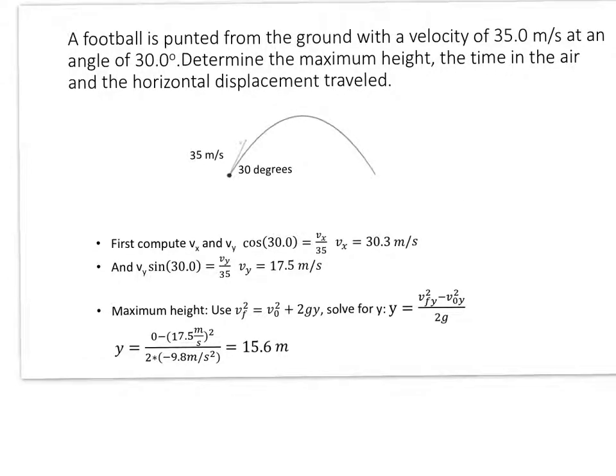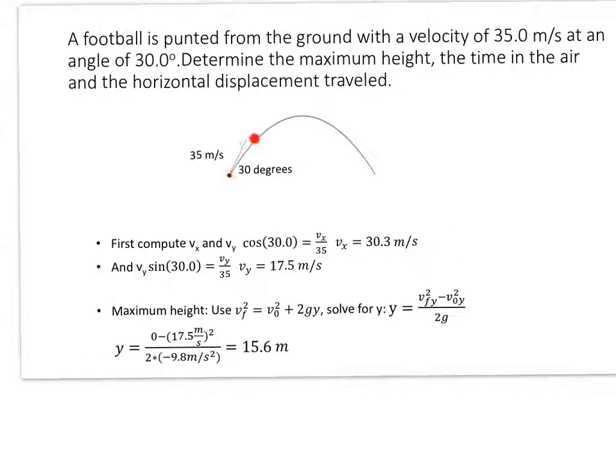So this is a different kind of problem that you'll often see. We've got a football that's punted from the ground with a velocity of 35 meters per second and an angle of 30 degrees. We want to determine three things: the maximum height, the time in the air, and the horizontal displacement. So this little diagram here, this dot would represent the football. We've got the velocity here with which it's kicked, 35 meters per second, and this angle relative to the ground here is 30 degrees.